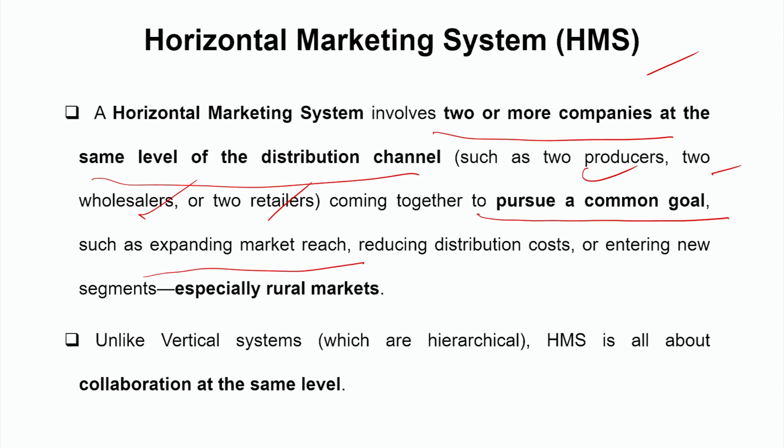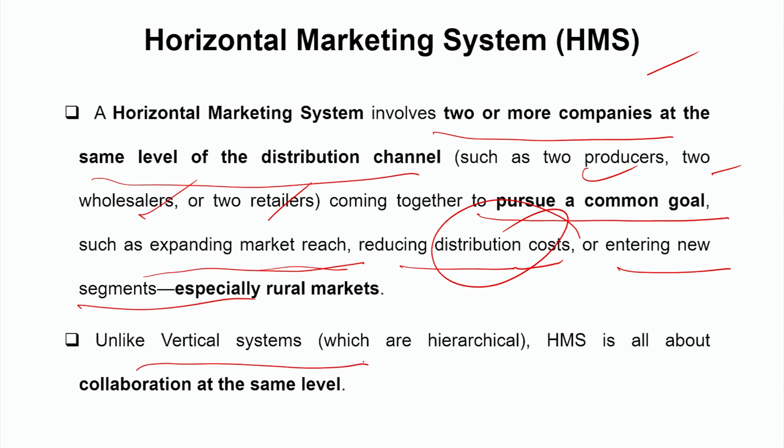As we have learned, 1 and 1 is not always 2. 1 and 1 can be 11. It means the synergy of two individuals can come together for a successful mission or achieving the goals. The two people, it could be two producers, two retailers, two wholesalers, come together and build the distribution network, especially to expand the marketing reach, reduce the distribution cost, a very important part, and then enter into a new segment, especially the rural market.